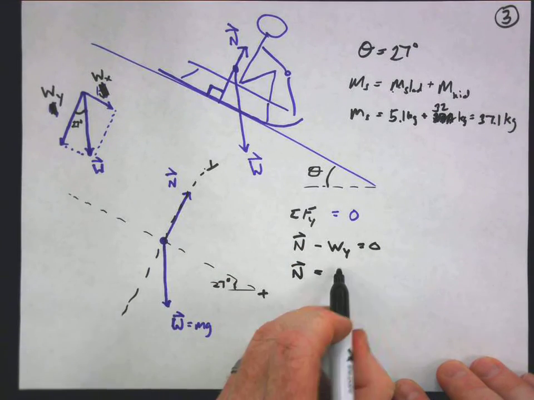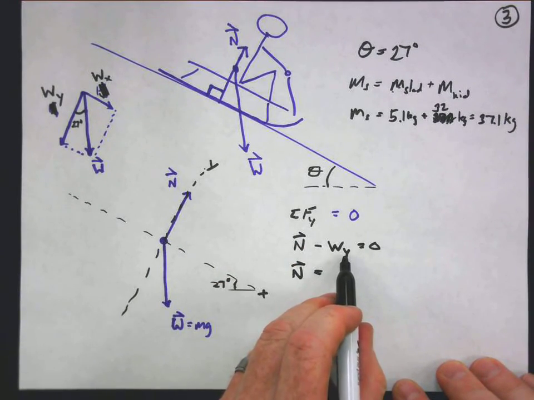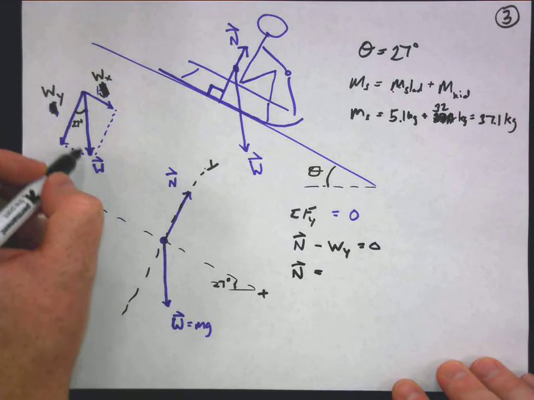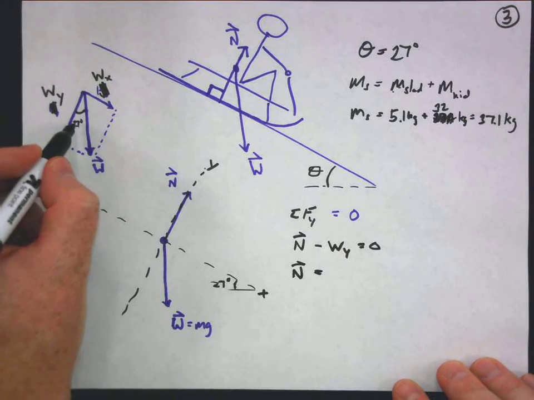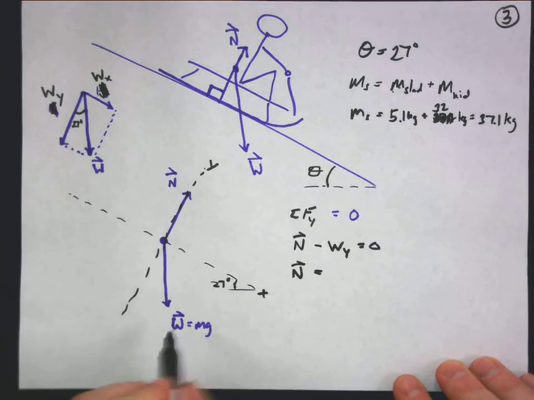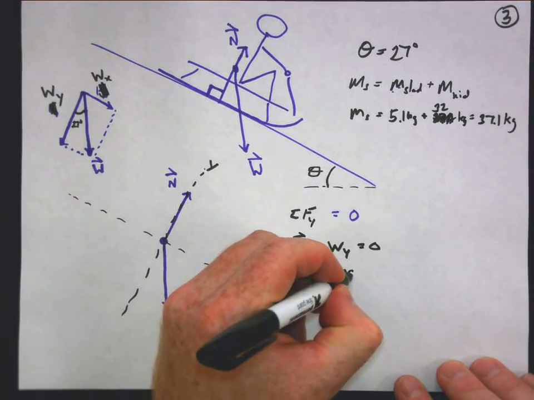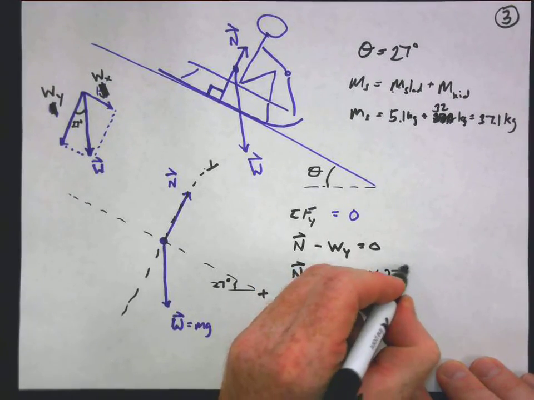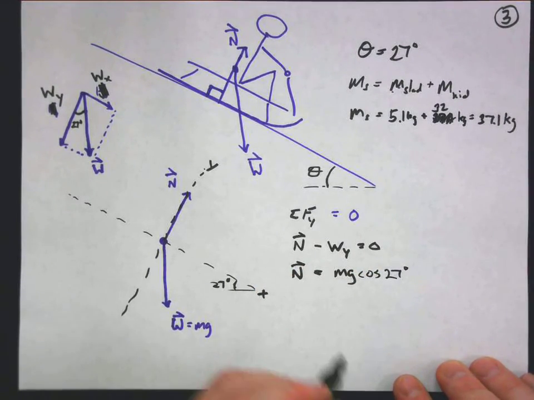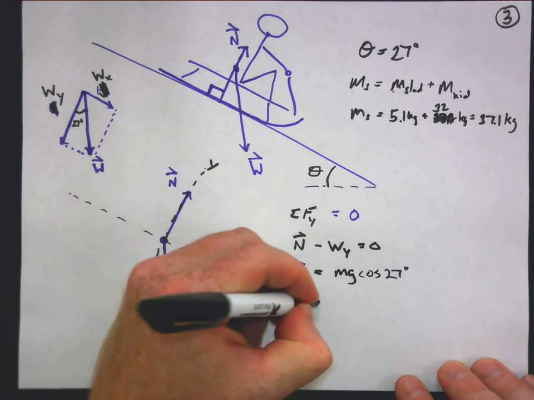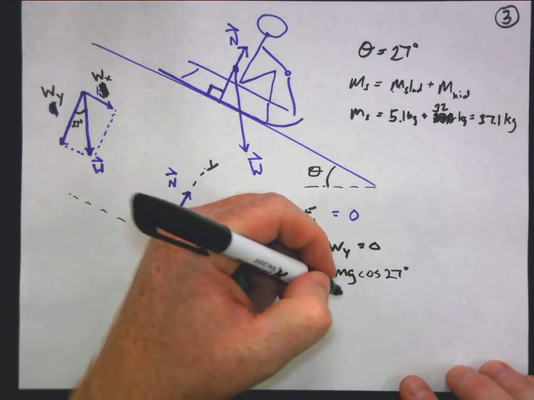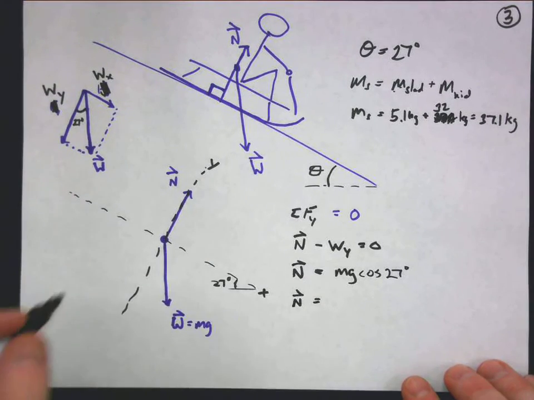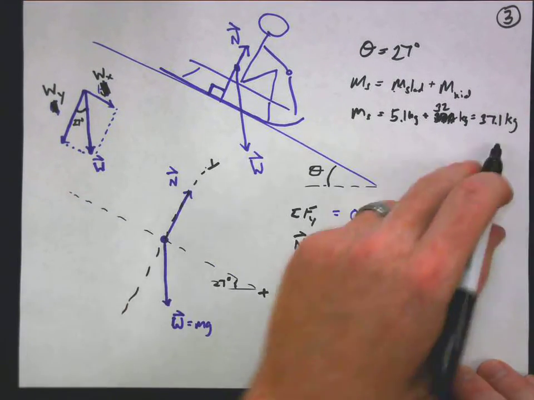I'm going to bring this over to the other side, but the weight in the y direction is going to be weight times cosine of 27 degrees. Can I figure out the weight? I can, because it's mg. So this is going to be mg times cosine of 27 degrees. All right. So what is this normal force now? Well, I'm going to get 37.1.